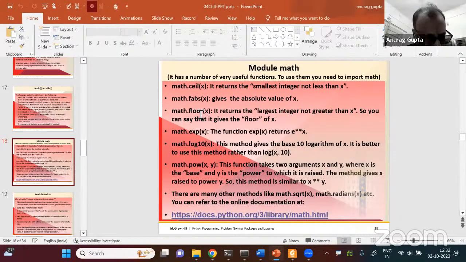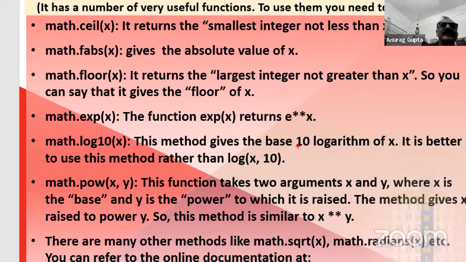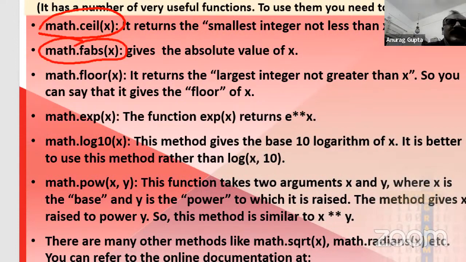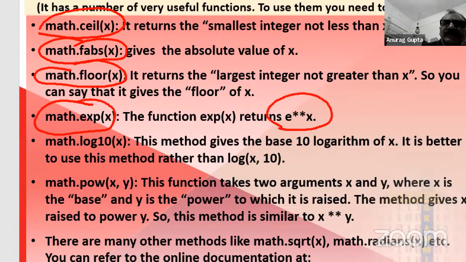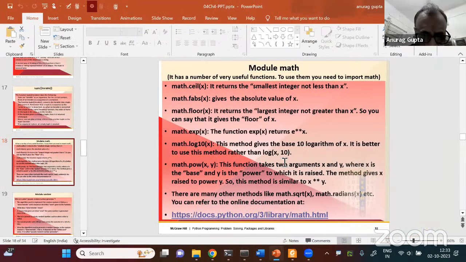Similarly, I use this math.ceil. There is math.fabs, which gives the absolute value. Math.floor, which gives the floor value. Math.exp, the e to the power x. Math.log10. Math.pow(x, y). Math.pow takes two arguments, where x is the base and y is the power. There are many other such functions. So let me use math.pow(x, y).